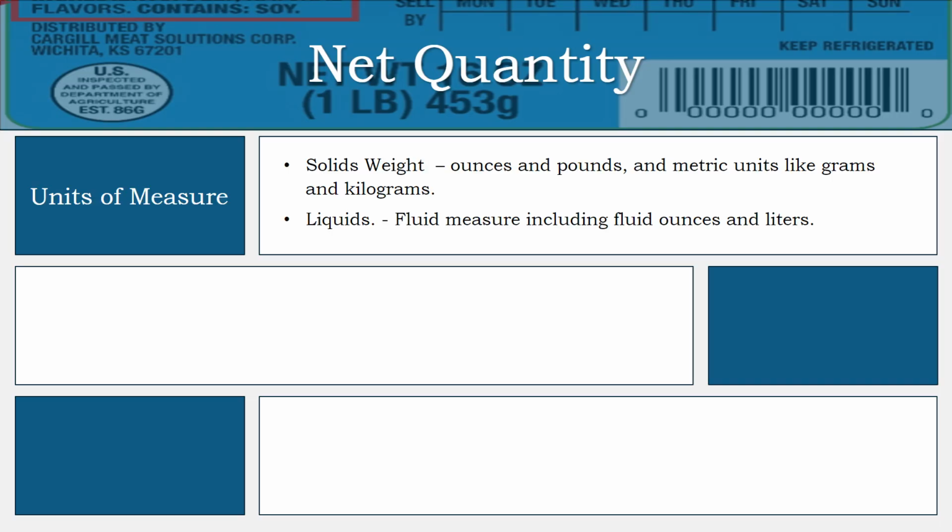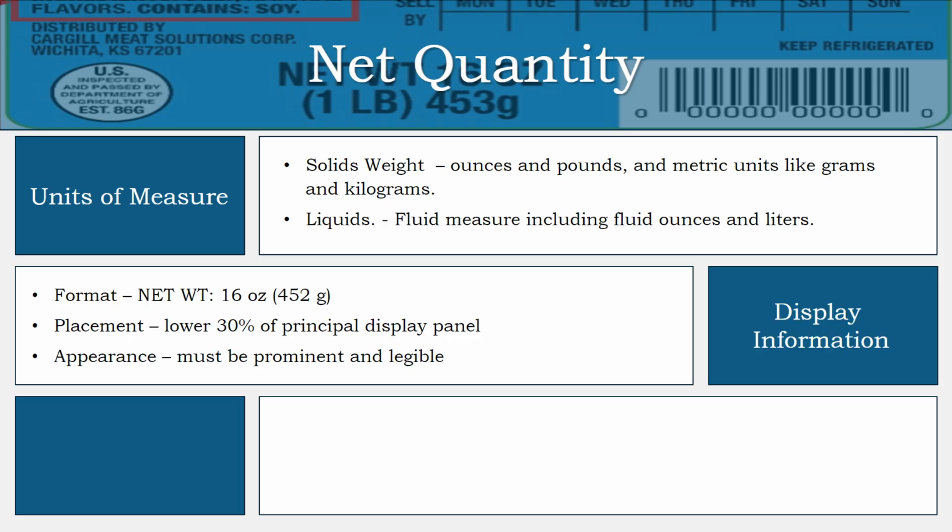The units of measure are solids, weight, using both U.S. customary, such as ounces and pounds, and metric units like grams and kilograms. And liquids, fluid measure including fluid ounces and liters. For the format, the statement should be expressed in a way that is clear and easy to compare. For example, net weight 16 ounces, followed by 452 grams in parentheses.